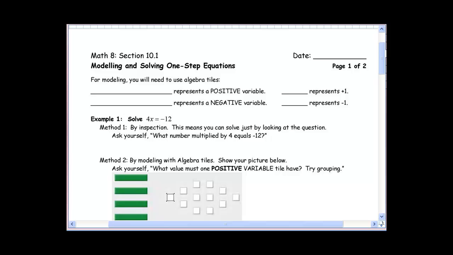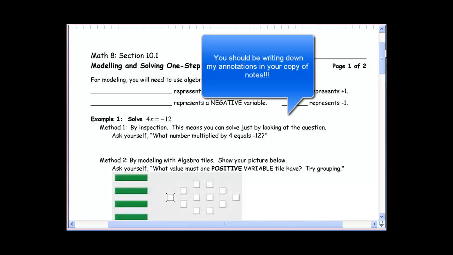At section 10.1 of Math 8, where we're going to learn how to model and solve what they call one-step equations. Now remember, for modeling, we like to use these algebra tiles, and we've used them in class a bit, I hope you've seen. I'm going to be using them here. We're going to be drawing pictures instead, but imagine having them in front of you.